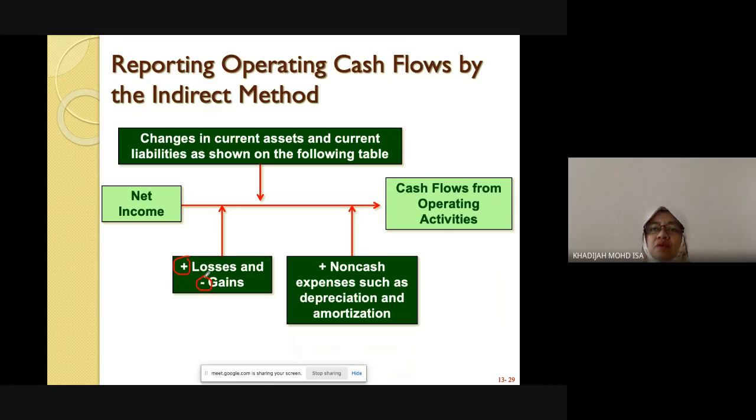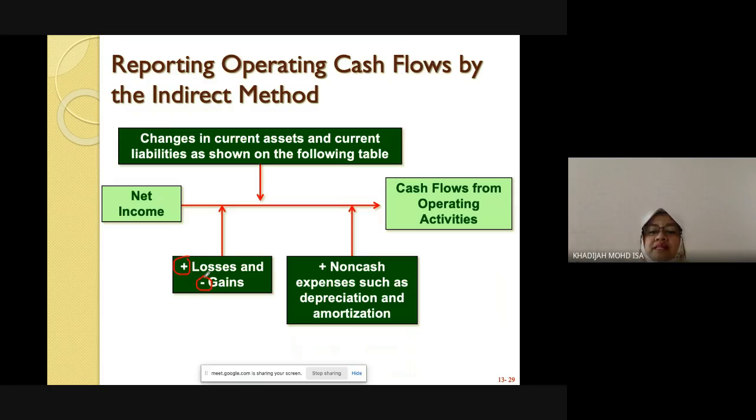But if you have a gain, then you add it in arriving at your net income. For example, you have a gain on disposal of an asset, you plus it as part of your revenue. So you have a higher net profit because you have a gain. But in order to reconcile that, you have to take it out. How do you take it out? You minus. So that's the adjustment I have to do, number one. If there are losses, you add back. If there are gains, then you minus.